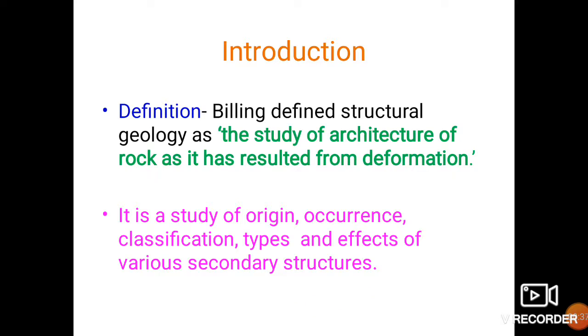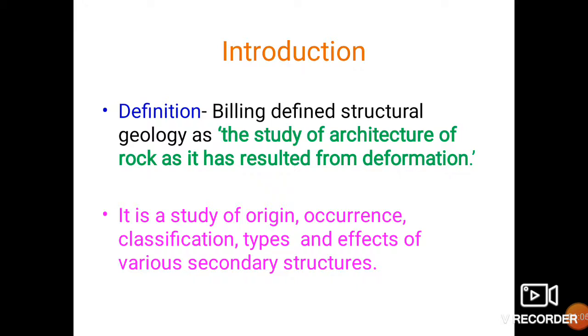Introduction. What is structural geology? We are going to learn the definition of structural geology. According to Billing, structural geology is the study of architecture of rock as it has resulted from deformation. All the structural features which are formed in the rocks are resulted due to deformation.